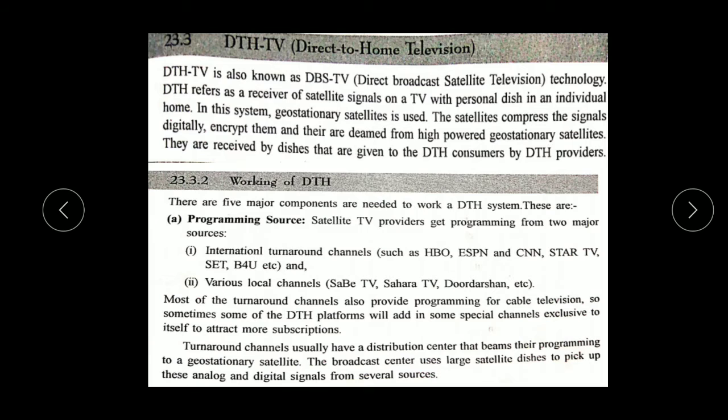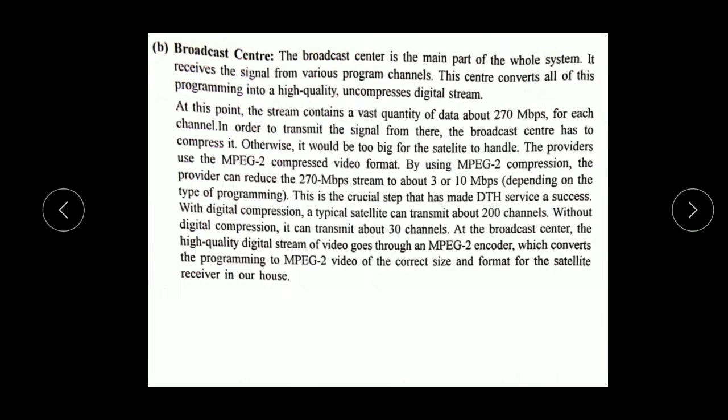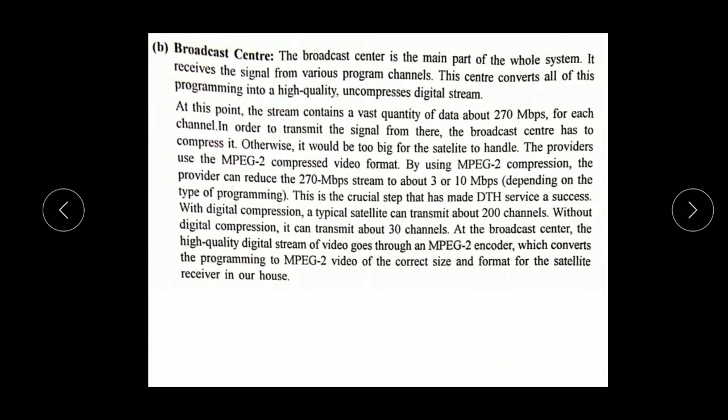Turnaround channels usually have distribution centers that beam their programming to a geostationary satellite. The broadcast center uses large satellite dishes to pick up these analog and digital signals from several sources. First we have discussed programming sources. Second thing is the broadcast center.